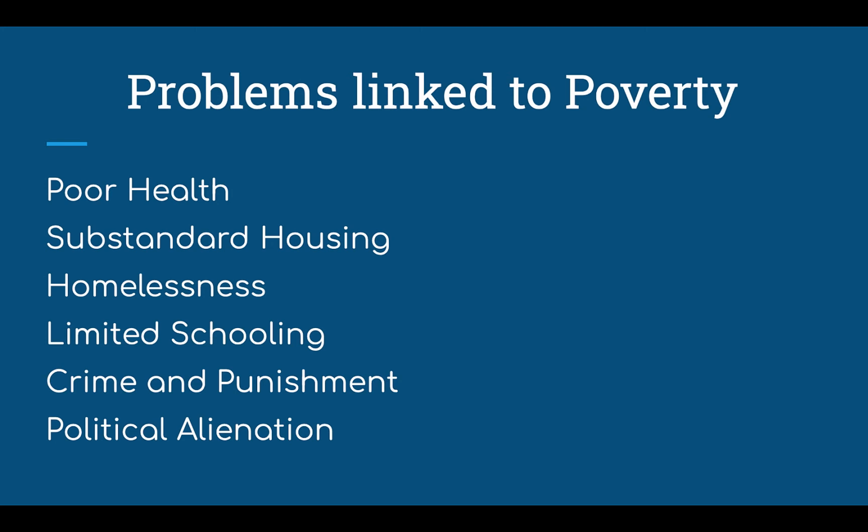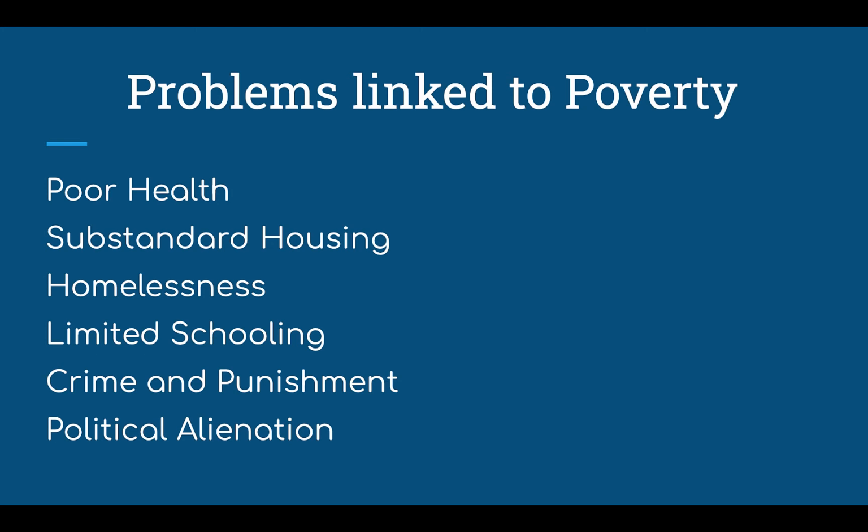Another problem linked to poverty is limited schooling. 30% of poor children do not graduate from high school, and fewer poor children enter college. And that means they have less chance at getting an advanced degree, which is how you get jobs that pay you well, right? We all know that education is linked to social class. The more education you get, the more opportunity you have at higher paying jobs.